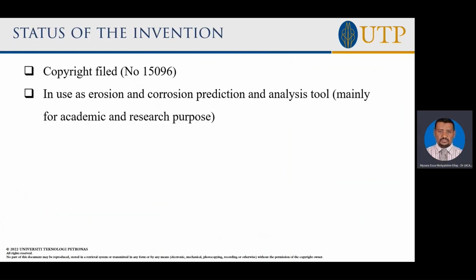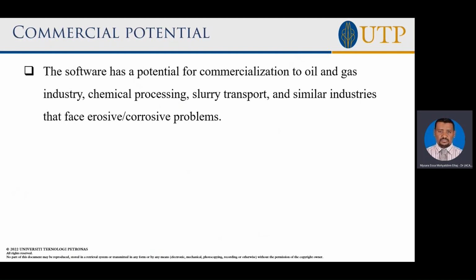The current status of the invention is that it is filed for copyright with the number 15096, and it is currently in use as an erosion and corrosion prediction and analysis tool inside UTP. We mainly use it for academic and research purposes, but in future we are planning to commercialize the software to the oil and gas industry, to chemical processing, to slurry transport, and to other similar industries that may face erosive and corrosive problems.